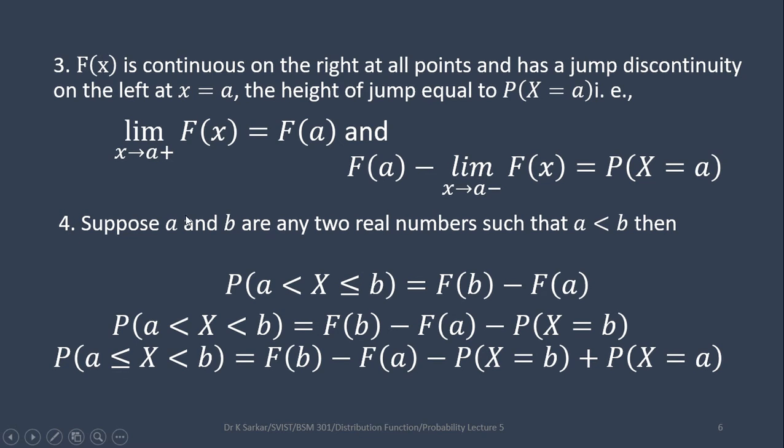Number 4. Suppose a and b are any two real numbers such that a is less than b. Then probability of a less than X less than or equal to b equals F(b) minus F(a). Probability of a less than X less than b equals F(b) minus F(a) minus probability at X equals b. Probability of a less than or equal to X less than b is F(b) minus F(a) minus probability at X equals b plus probability at X equals a.